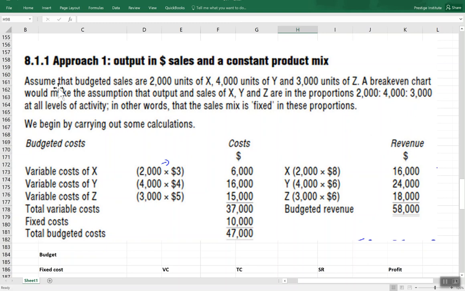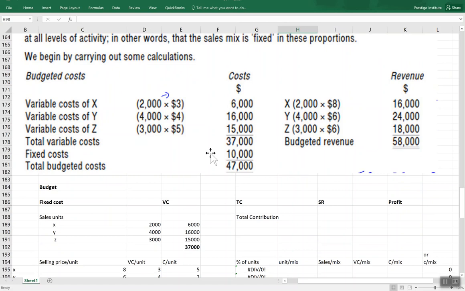A break-even chart would make the assumption that output unit of, okay, this is some information given about the break-even chart. From this question, we will make a chart as well. So this question is actually for a chart. Okay, so what it is saying is that we have a margin of 2,000 and 4,000 and 3,000.